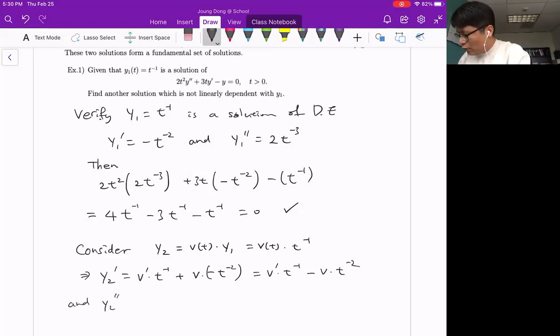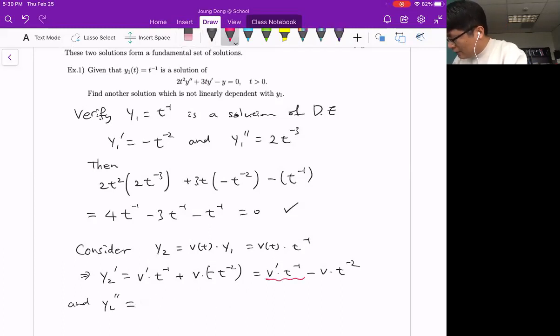So y2 double prime is equal to, oh, we have two terms, right? The first one is also a product rule, the second is also a product, okay? We have to apply the product rule two times, okay? From the first one, v double prime times t to the minus 1, plus v prime times the derivative of t to the minus 1, which is minus t to the minus 2. That came from y1, okay? Let me try to use a different color, okay? It should be much better, okay? I'm going to write the same thing, don't worry about it, okay?